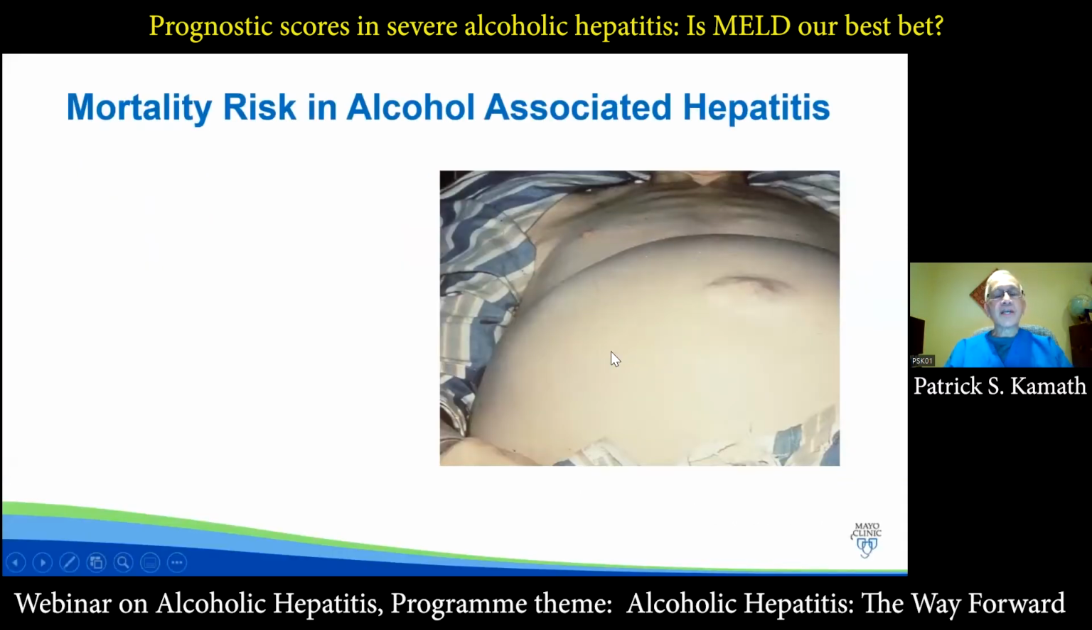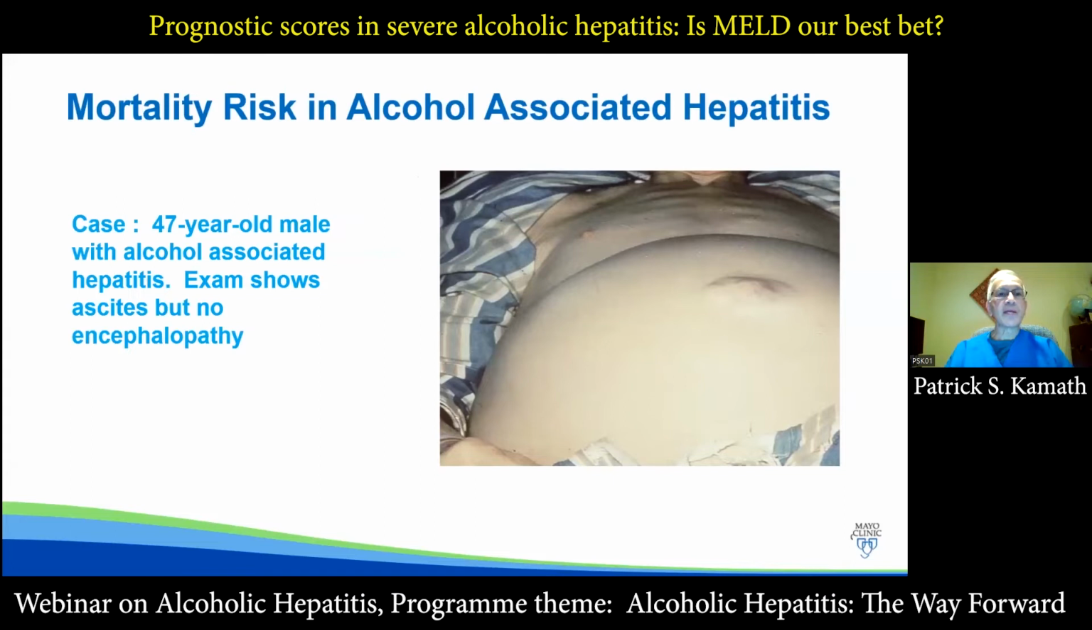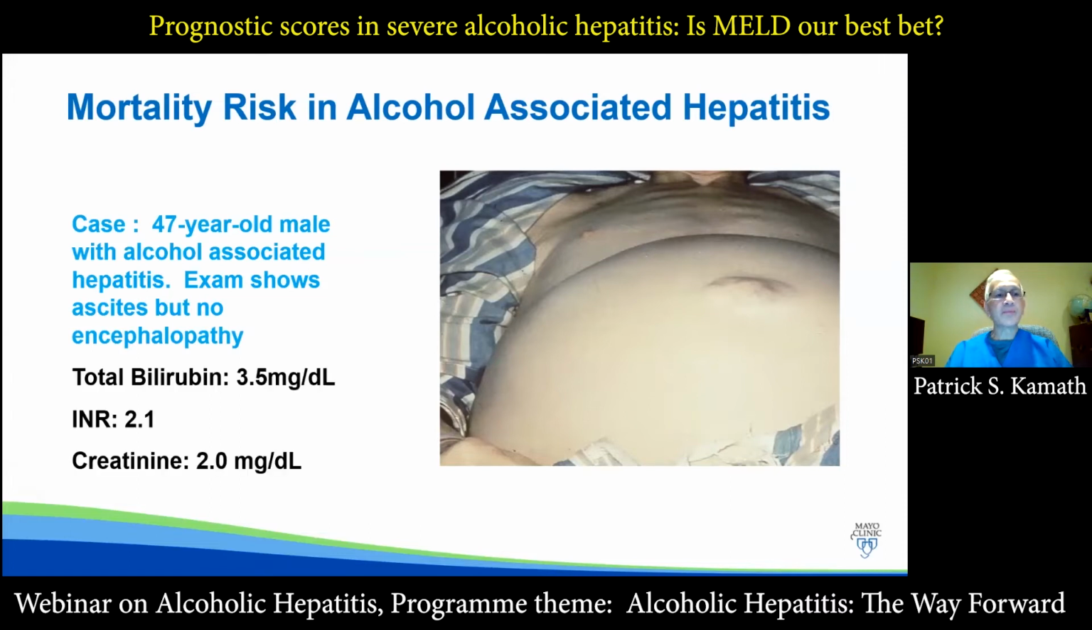So let's take a patient that we typically will come up with. This is a patient, 47-year-old male with alcohol-associated hepatitis. Exam shows ascites, but no encephalopathy. Total bilirubin 3.5, INR 2.1, and creatinine 2. So the question we have here is, how do we determine this patient's risk of death?